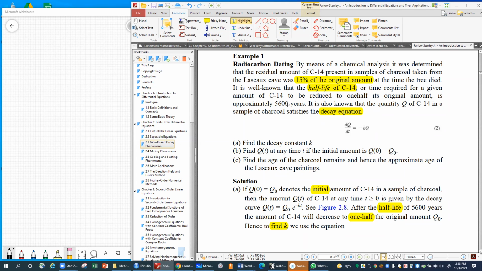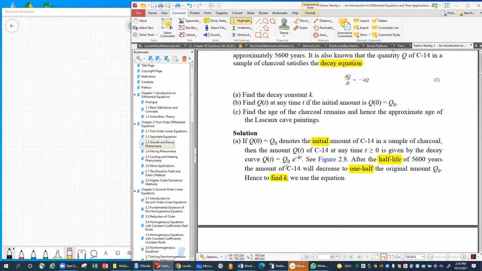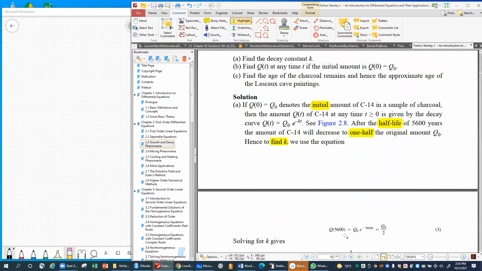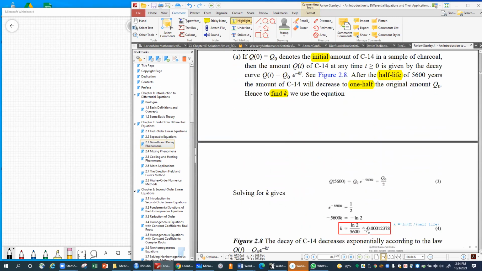Okay, but here it's 5,600 years. It's also known that the quantity of C14 in some charcoal satisfies this classical decay equation. So we want to find the constant k using the half-life information, and then figure out the age of this finding. It's actually more convenient to derive this connection between half-life and k in general.